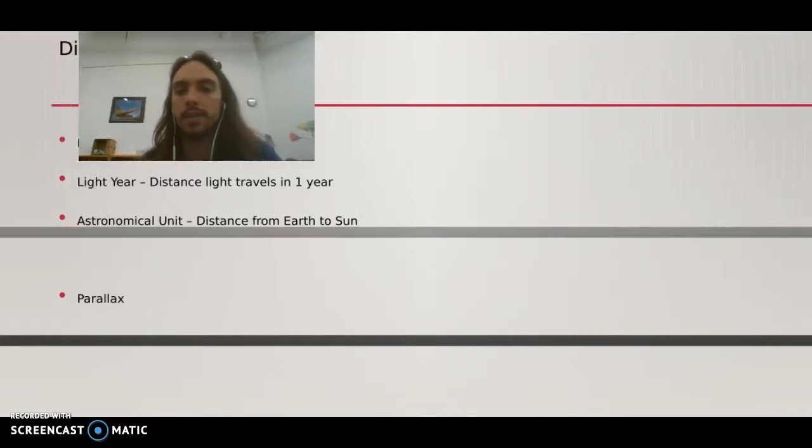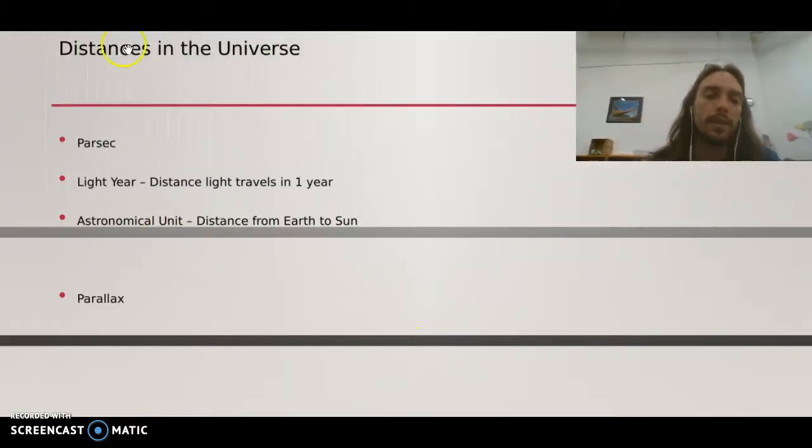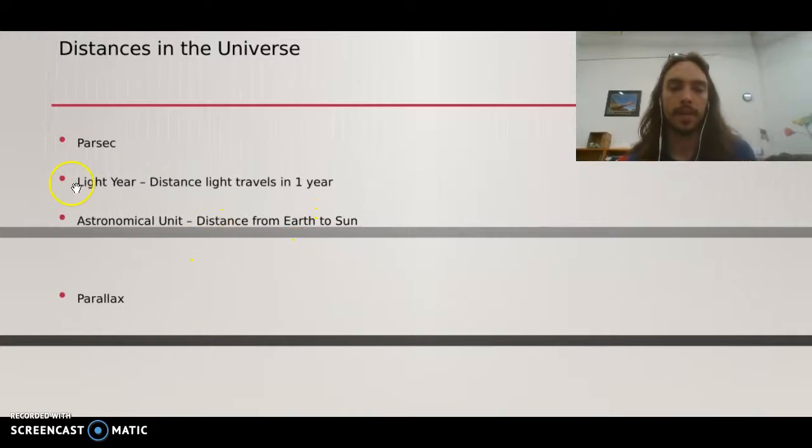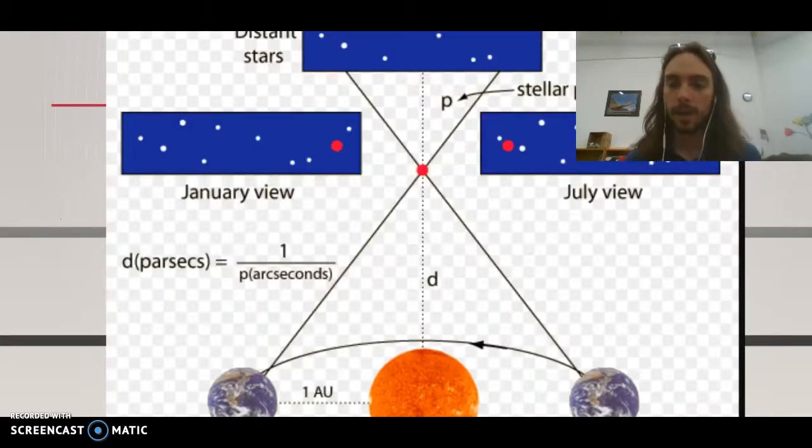Okay, and so distances in the universe. It's not important that you really know these, just know that these are distances. The astronomical unit is the distance from the Earth to the Sun. That changes all the time because the Earth wobbles on its tilt, and so it moves a little bit on its rotation all the time. And a light year is the distance that light travels in 1 year. And so we'll talk about parallax because that's something that we need to talk about.